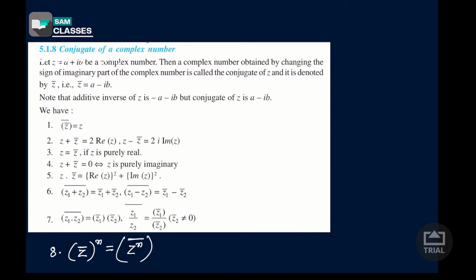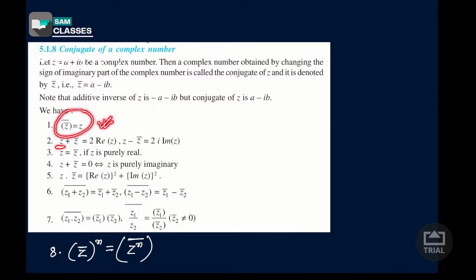Here, some properties are very, very important. What is conjugate? See, if I have a complex number Z, a plus ib, the conjugate Z bar is nothing but changing the sign of the imaginary part. It will be a minus ib. Just the imaginary part. If I have Z equal to minus 2 plus 3i, what will be Z bar? Minus 2 minus 3i. Clear? Don't change both.